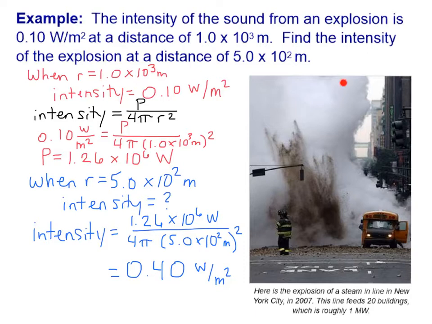This is just a picture showing an explosion of a steam line in New York City in 2011. And it happens to be roughly 1 megawatt of power. When we calculated 1.26 times 10 to the sixth watts, a megawatt is 1 times 10 to the sixth watts. So the power in our little made-up explosion is roughly equal to 1 megawatt, which is about what the power of that explosion was as well.